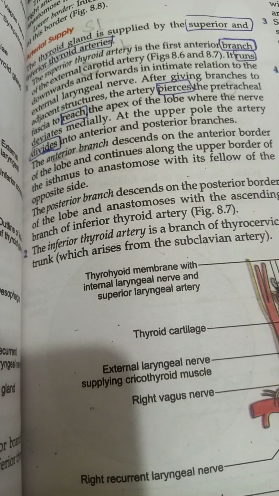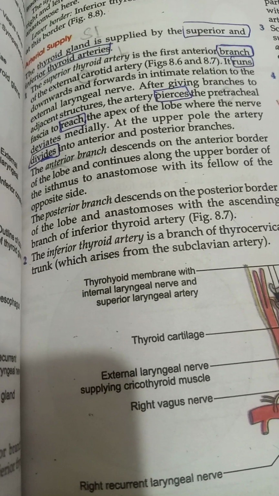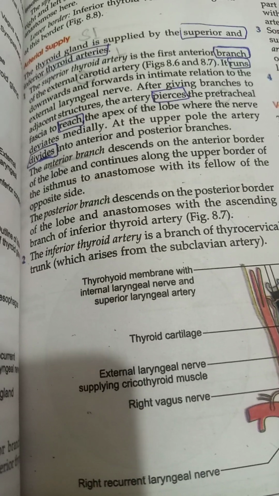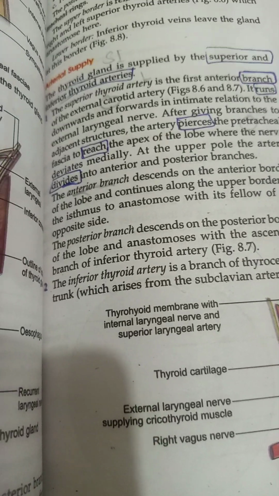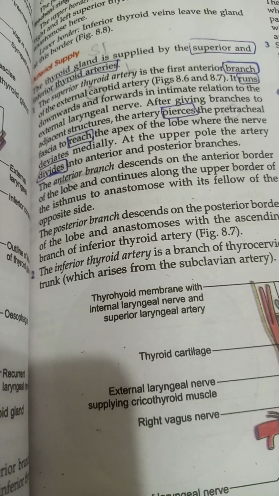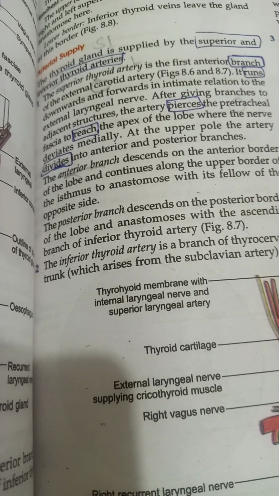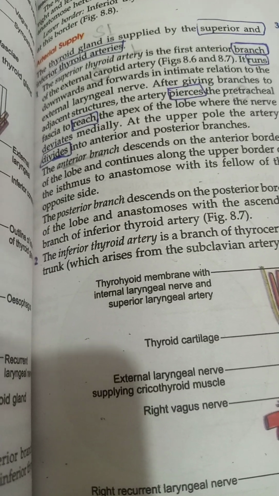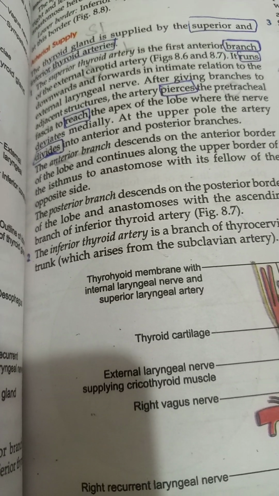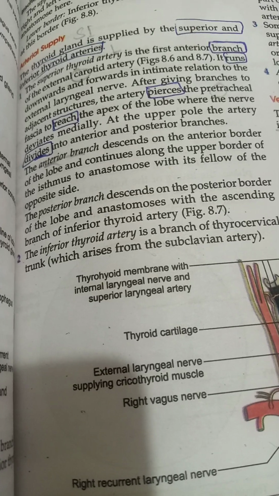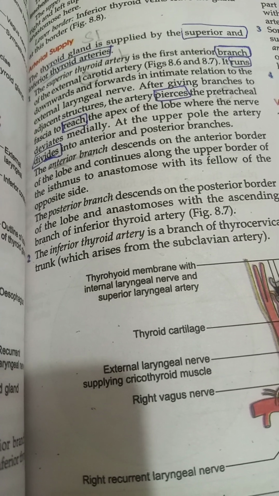Superior and inferior thyroid artery branch. It runs downwards and forwards and passes the pretracheal fascia, reaches the apex of the lobe, and at the upper pole the artery divides into anterior and posterior branches. Runs, passes, reaches and divides.